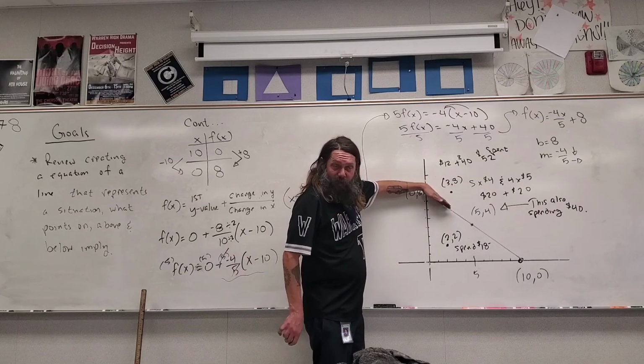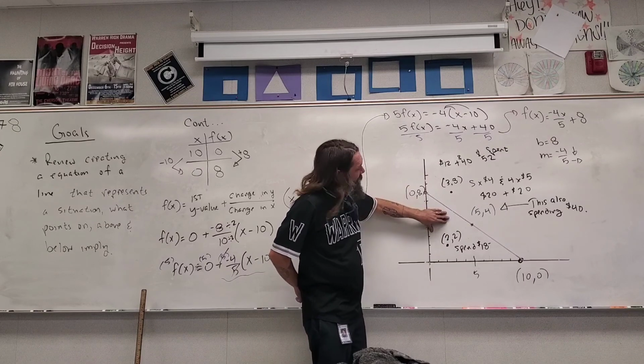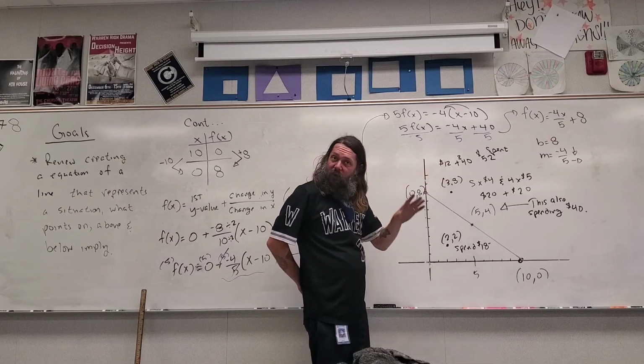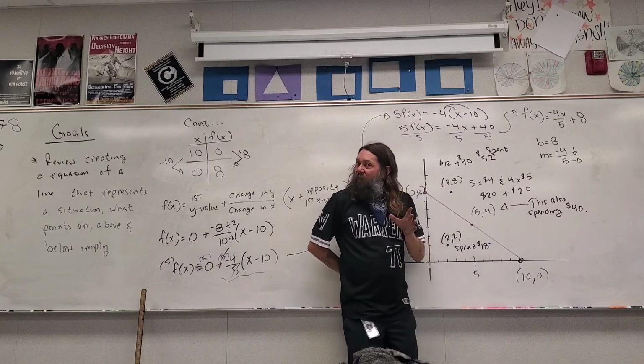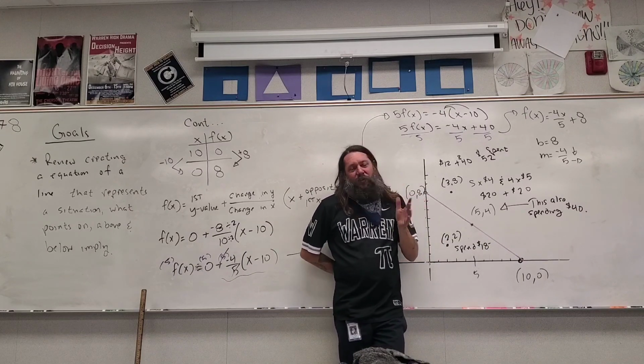On the line, you spent 40. Below the line, we spent less. Above the line, we spent more. This is very important conceptually for the next set of lessons. Let me get the words out correctly.